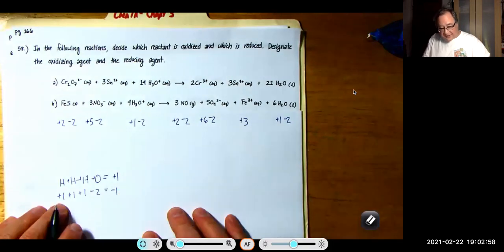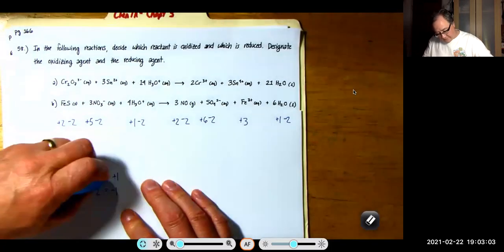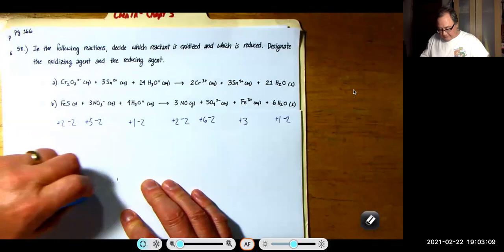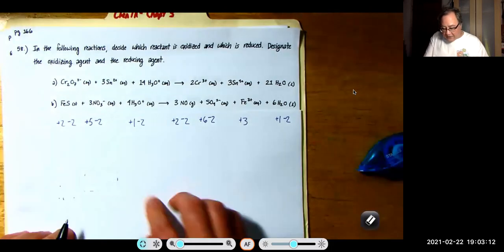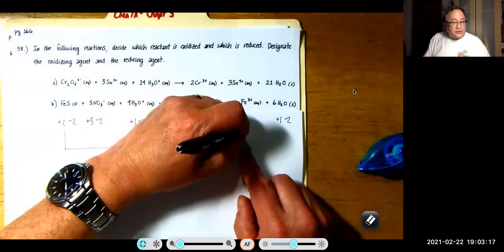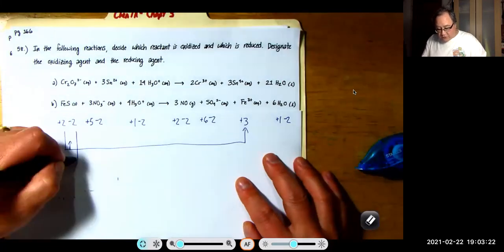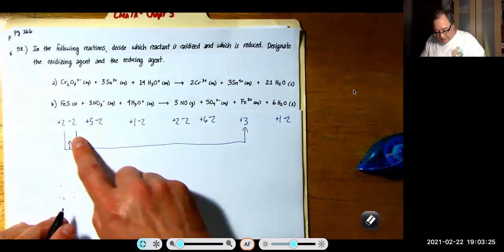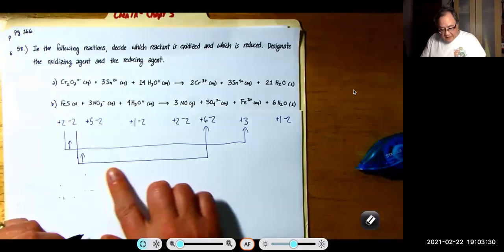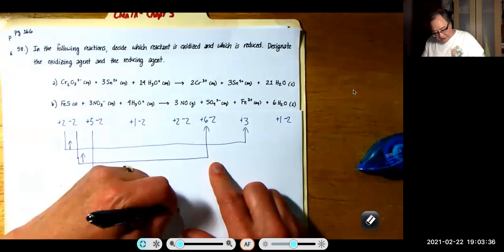Now, the interesting thing about this, and I'm going to get rid of this down here, is the following. If we look at iron, iron goes from a 2 to a 3. Is that an increase or a decrease? Well, that's an increase. Sulfur goes from a -2 to a +6, also an increase. Nitrogen goes from a +5 to a +2, which is a decrease.